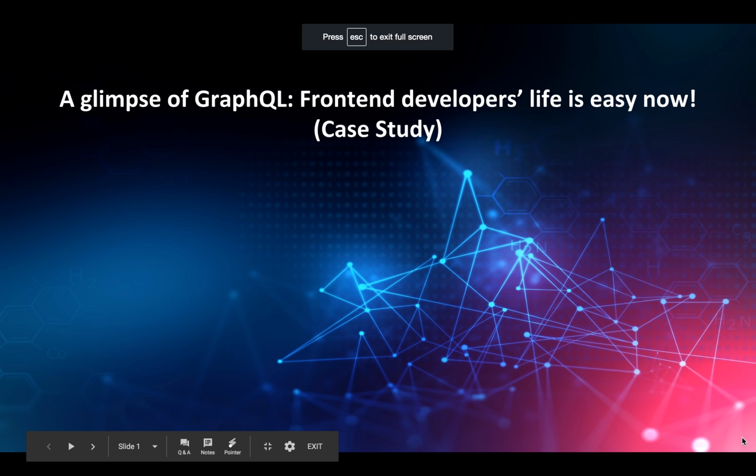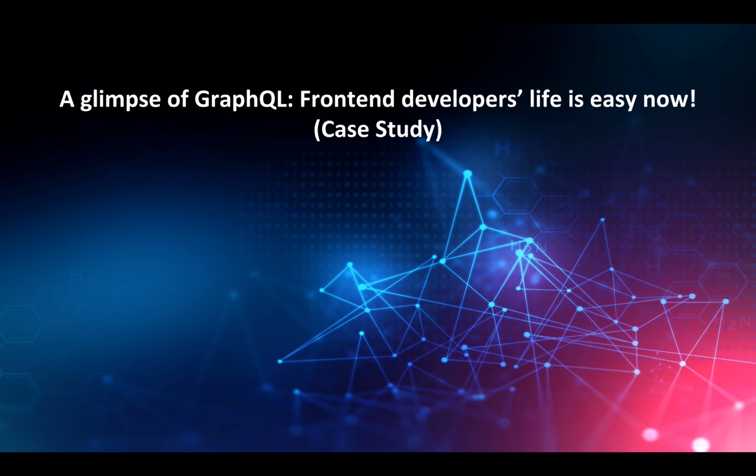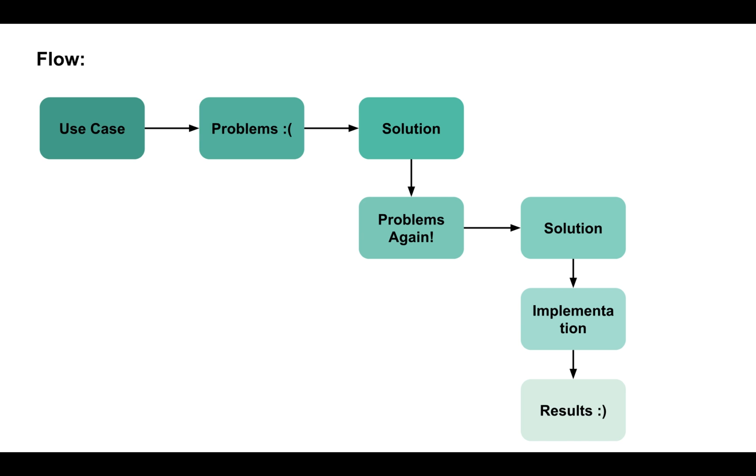Hi guys, so this is a simple case study of our journey to GraphQL at Adobe, and in this talk I'll be highlighting a few of our successes and failures along the way. So the flow of the talk goes something like this. We had a use case, we faced certain problems, solution came in the form of GraphQL, but now it becomes interesting. We had some problems again, despite the fact we were using GraphQL. Obviously, nothing is perfect, so were the problems. So we came to our solution again, we implemented them, and then we have the results finally.